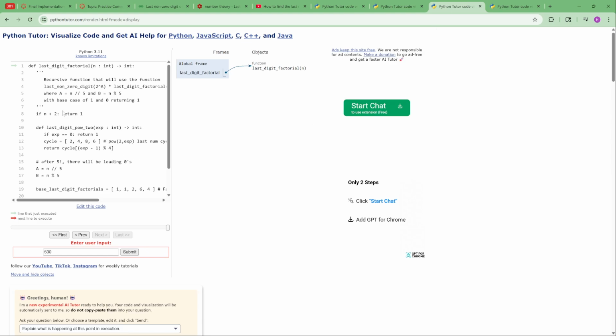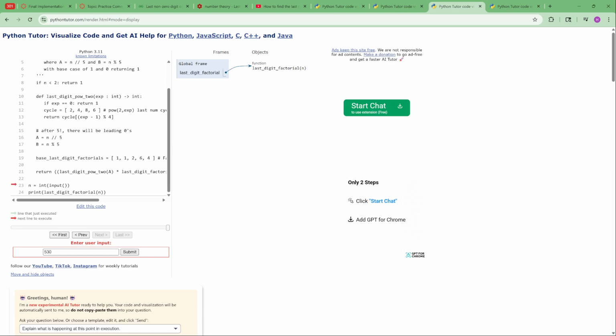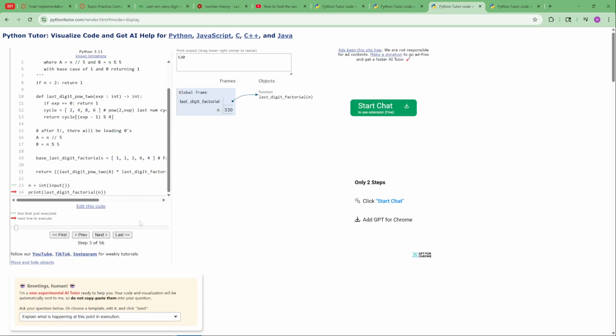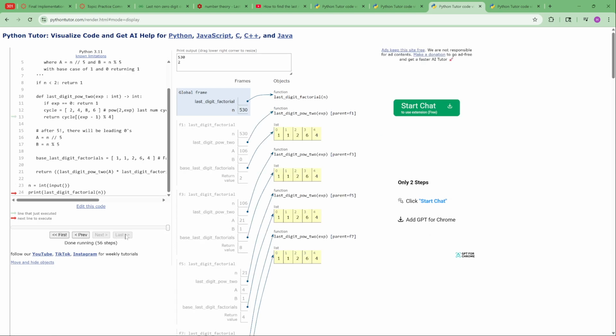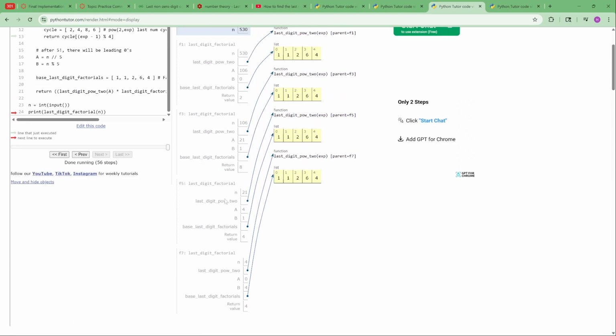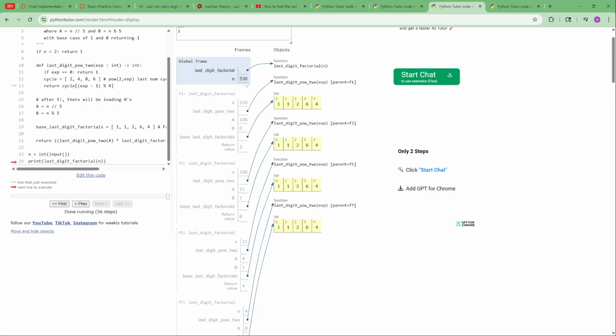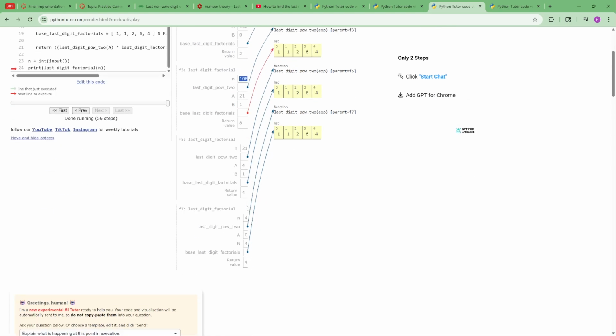Then we get to my solution. Unfortunately, it's not the most efficient, but it's very close. So at 530, it only has 56 steps. So let me just skip forward to the last one. It does a couple function calls, and each time it cuts down dramatically. So let's see, the first function call, we start at 530. Second one, we start at 106. Third one, we start at 21. And the last one, we start at 4.